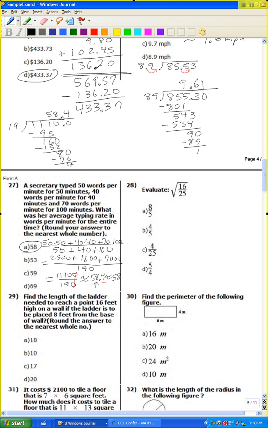28. Evaluate the square root of 16. 4. Square root of 25. 5. B.